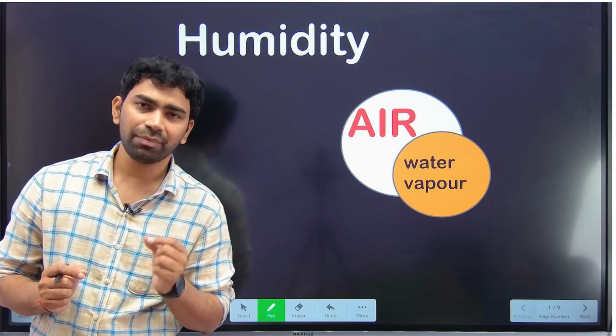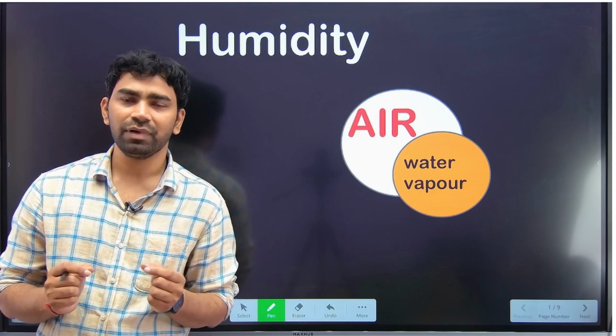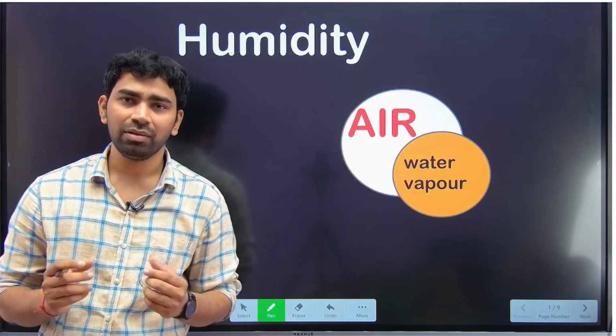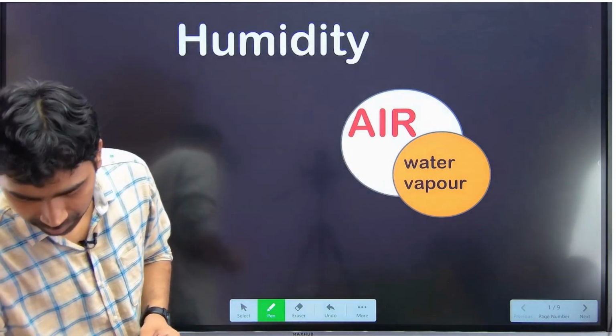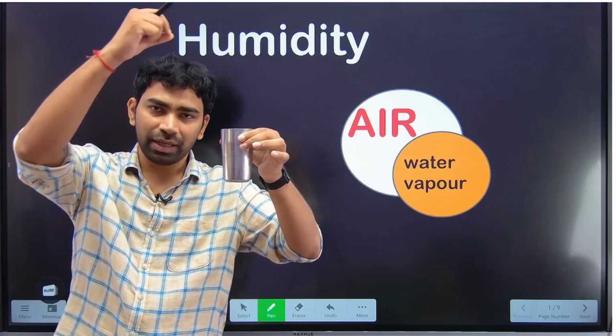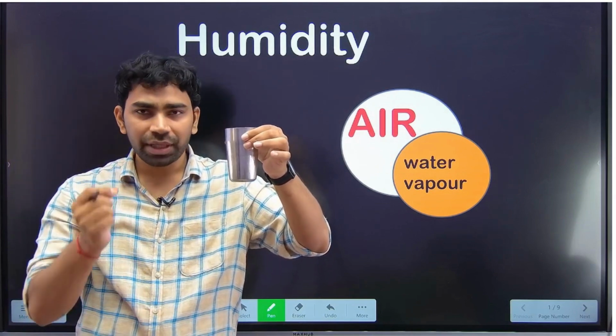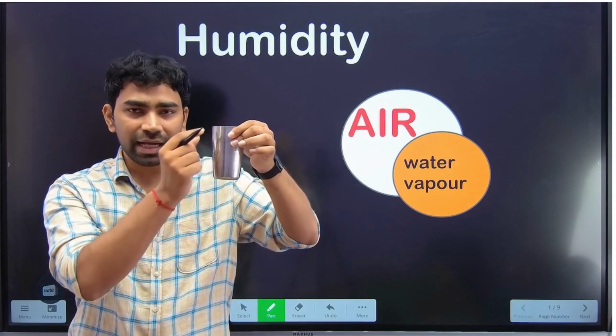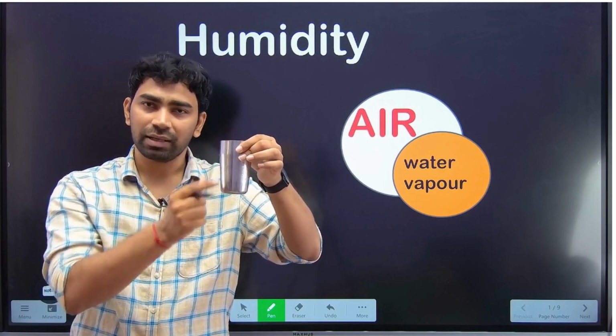Now if somebody asks you to prove that air has humidity or water vapor, then what will you do? सबसे पहले हम एक स्टील की ग्लास लेंगे, उसमें हम ठंडा पानी डालेंगे और थोड़ी देर बाद देखेंगे तो there are some water droplets attached to the outer surface of the glass.